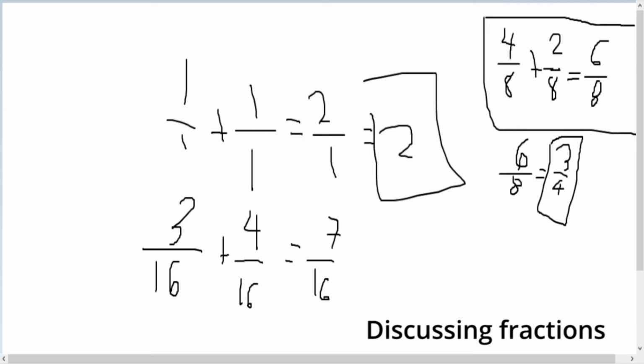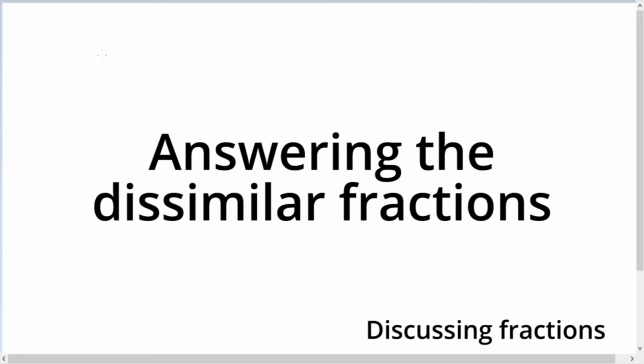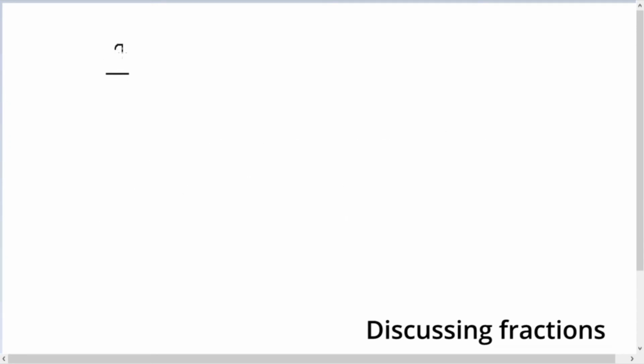Okay, now let's go to dissimilar fractions. Dissimilar fractions means the denominators are dissimilar. For example, 2 over 4 and 5.